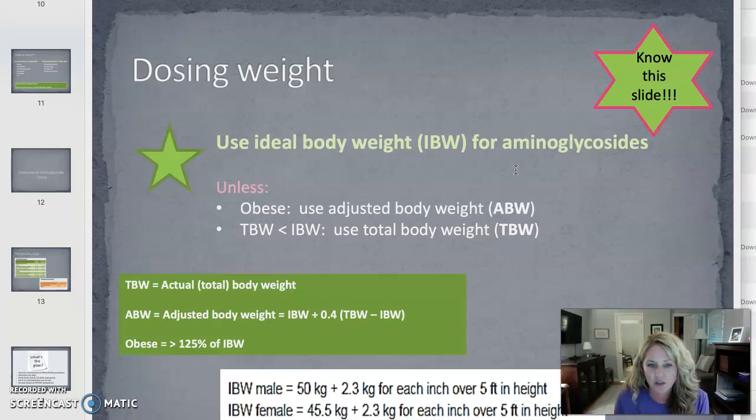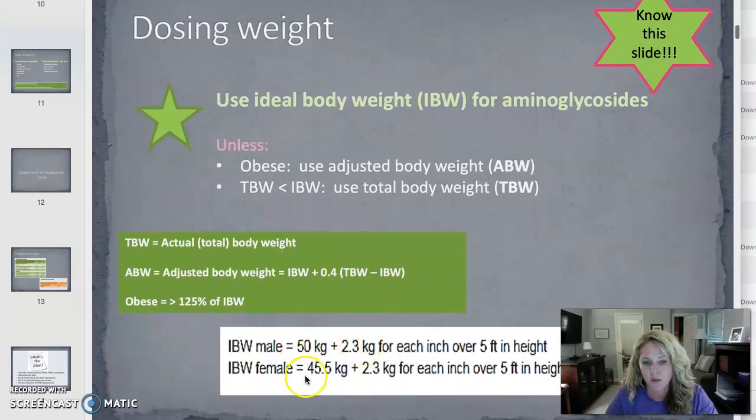We configure the adjusted body weight for those obese patients with this formula here. It's basically taking the difference between total body weight and ideal body weight, multiplying that by 0.4 or 40%, and then adding it back to the ideal body weight, okay? And again, we consider those patients obese if they're more than 125% of their ideal body weight. So how do you know that? If you divide their total body weight by their ideal body weight, if it's more than 1.25, then they're more than 25% overweight.